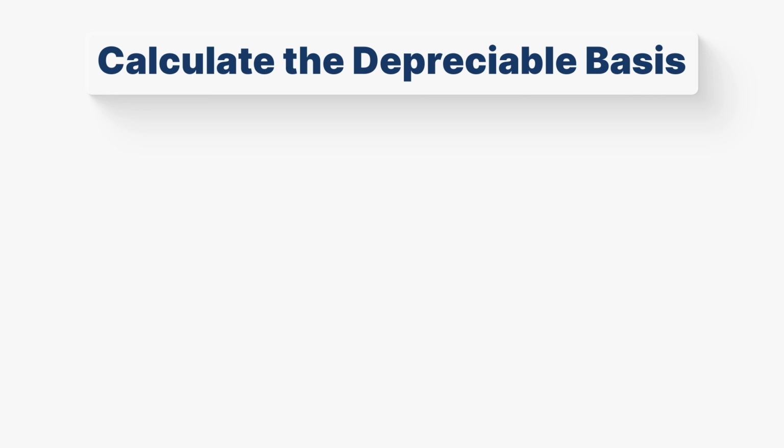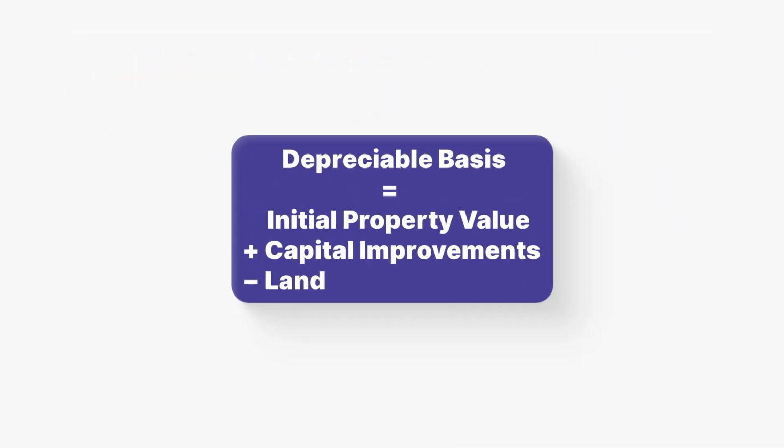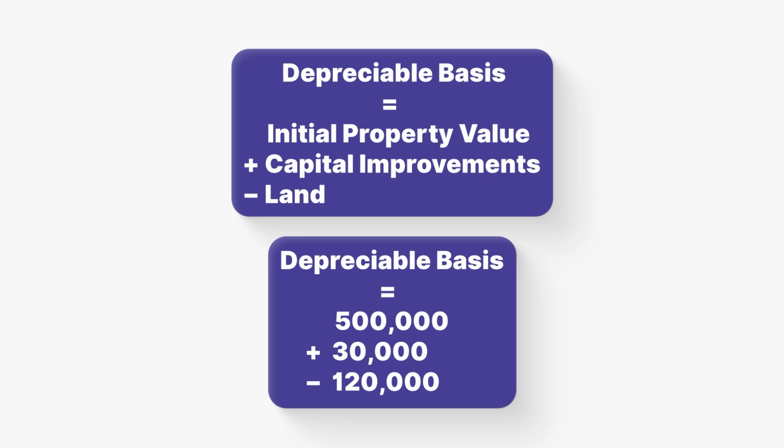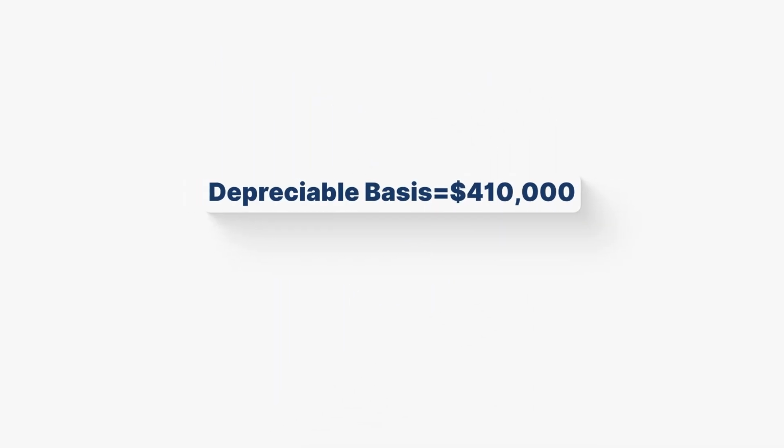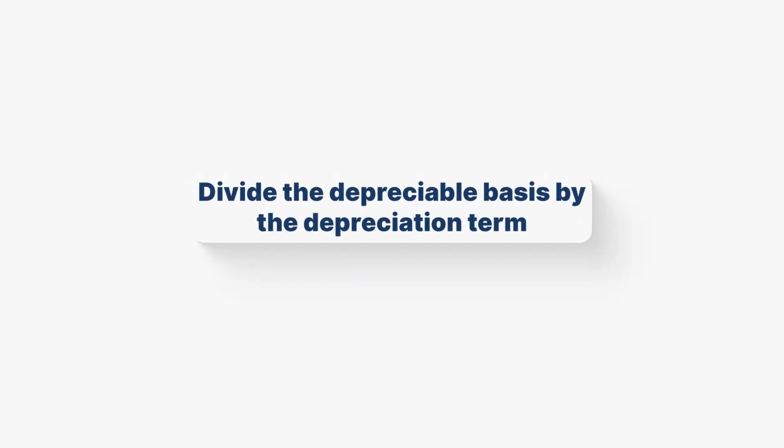First up, we need to calculate what's called the depreciable basis. The depreciable basis includes the building's value and any capital improvements minus the land value because land doesn't depreciate. Let's add the formula here. Depreciable basis equals initial property value plus capital improvements minus land. Plugging in the values, depreciable basis equals 500,000 plus 30,000 minus 120,000. So the depreciable basis is $410,000.